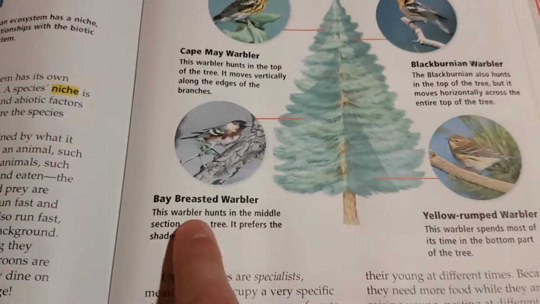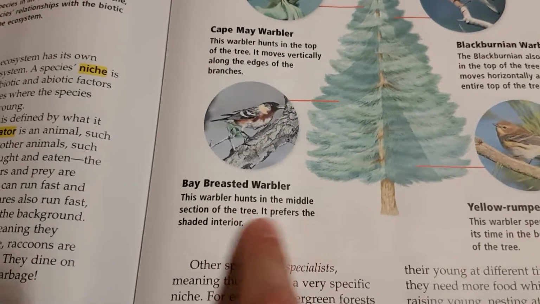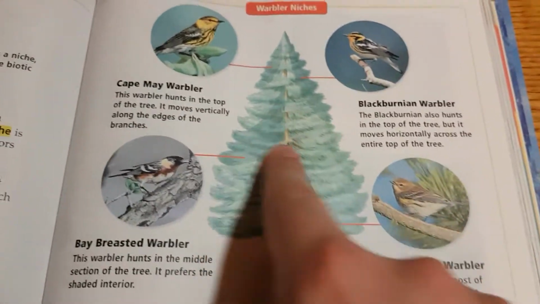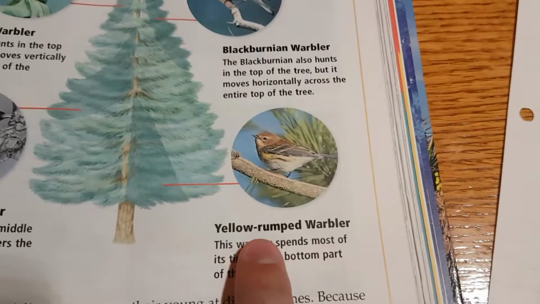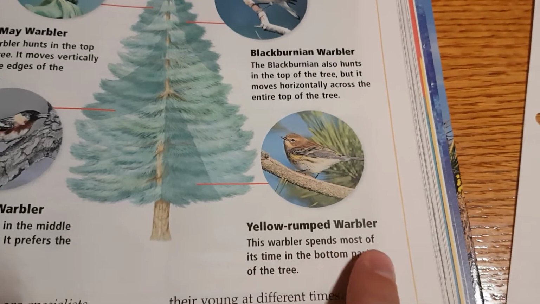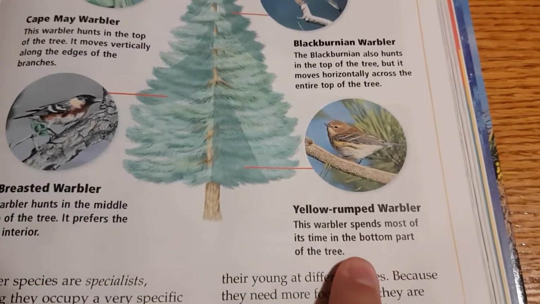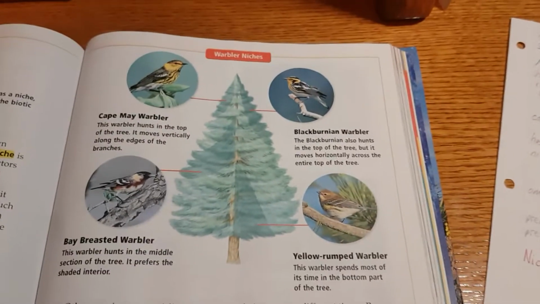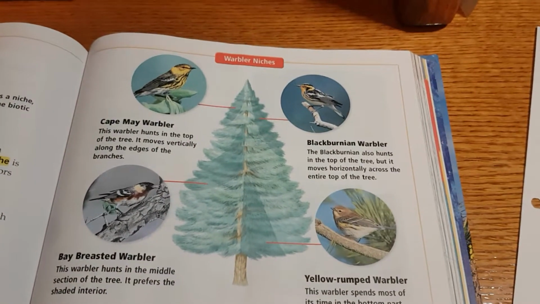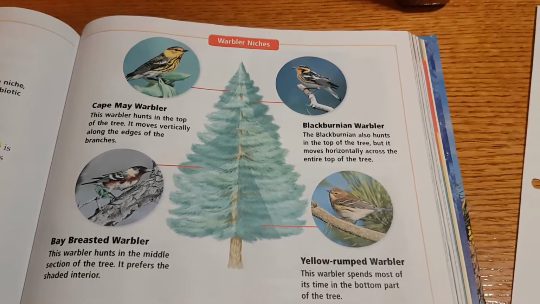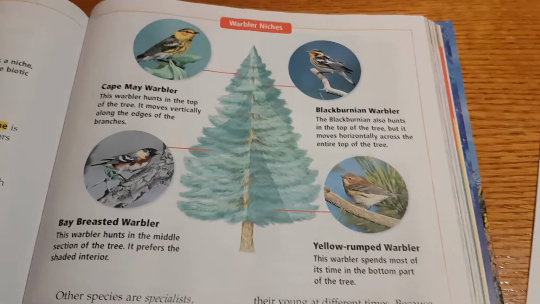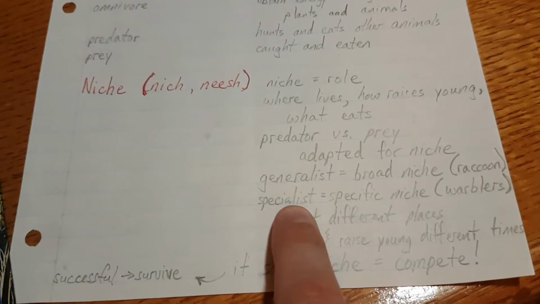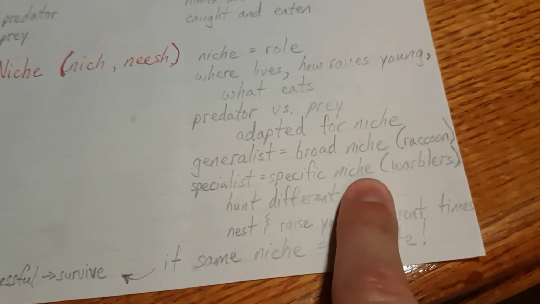Bay-breasted warbler. This warbler hunts in the middle section of the tree. It prefers the shaded interior. So it's down here, finding all the insects in the middle. Yellow-rumped warbler. This warbler spends most of its time on the bottom part of the tree. So it stays down here, finding insects down here. So they can all survive because they're all finding food in different places or different parts of the tree. That's why they have a very specialized and specific niche.